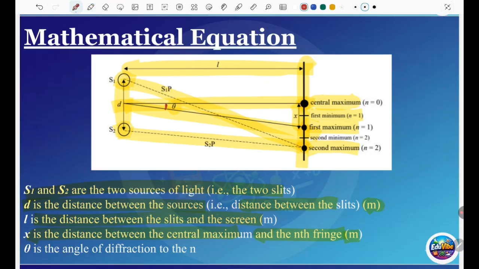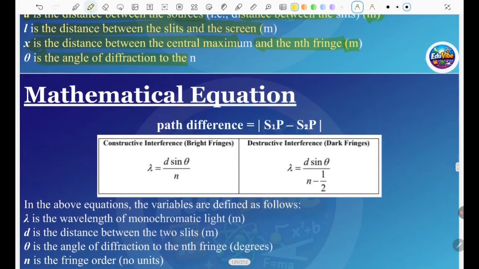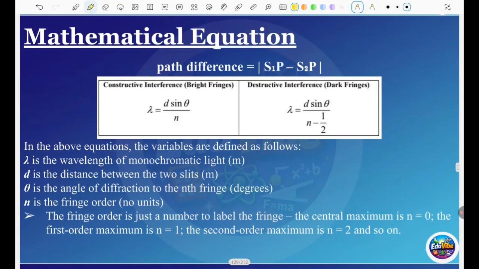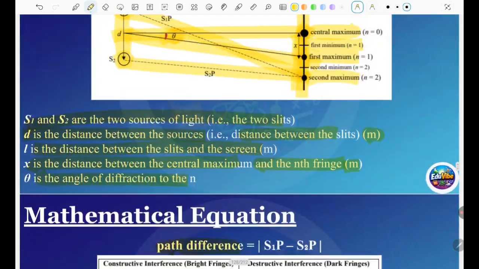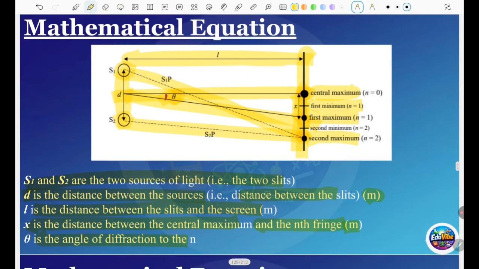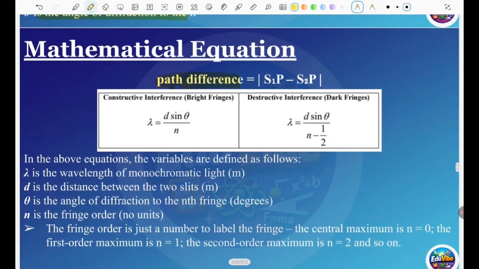This angle is called the angle of diffraction to the nth fringe, called theta. These are all the terms, and we use all of these terms in the formula to calculate anything. Firstly, the path difference: you can find it as the absolute value of s1p minus s2p. You can't use this formula here, but you have to know about it.